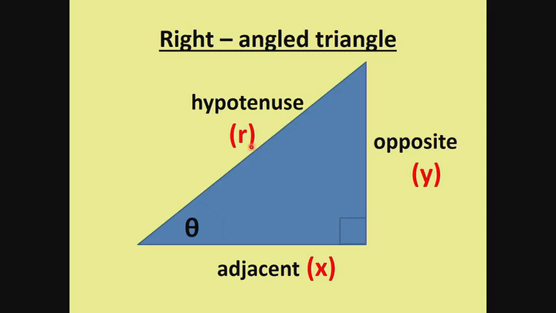What do you know about the hypotenuse side? That is the longest side in any right angle triangle. Right? So the side opposite the 90 degrees, that is your hypotenuse side. But more important, we refer to it as r. Then your other two sides depend on where the angle is.